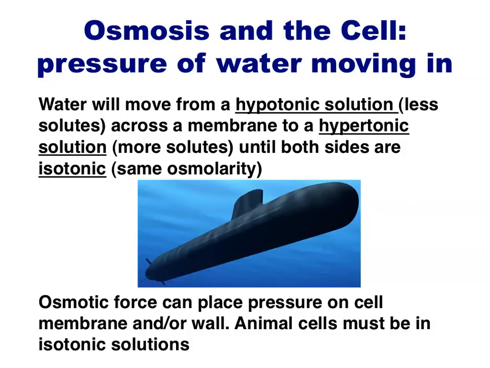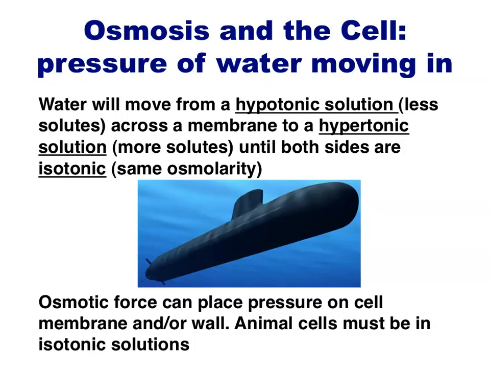A cell can either be in a solution where the solute concentration on the outside of the cell is less, equal to, or more than the concentration on the inside of the cell. We have special names for these different conditions. If there are less solutes outside the cell than on the inside, the cell is in a hypotonic solution. In this case, the water will diffuse by osmosis into the cell.